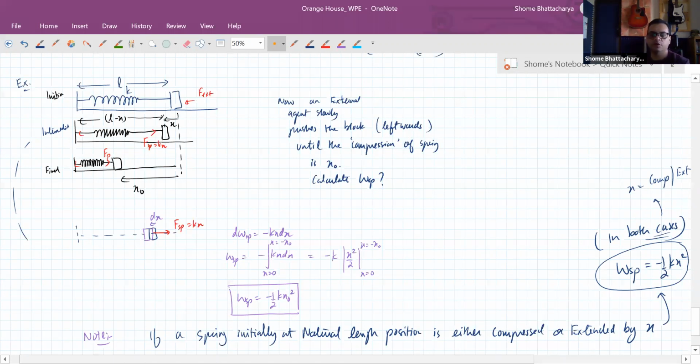So this is something very important to remember here. In this particular case, I'm not worried about what the work done by the external agent is. We'll come to that later when we discuss the work energy theorem. I'm just concerned that as the external agent is taking the system from the initial position to the final position, what is the work done by the spring force, or what is the work done by the spring? That comes out to be minus half kx square.